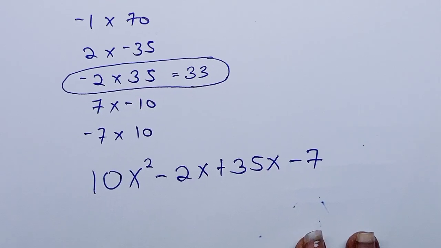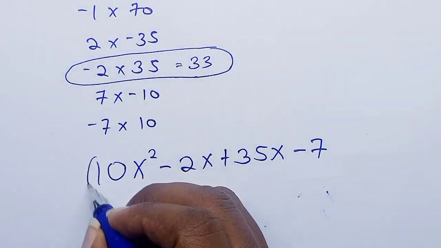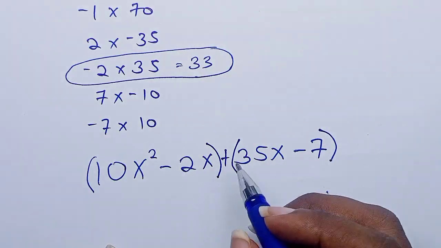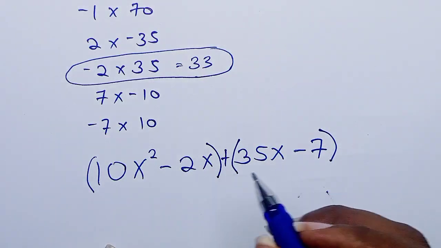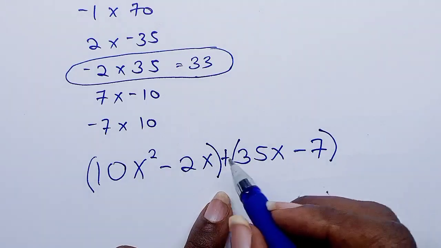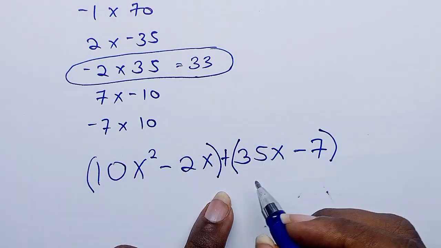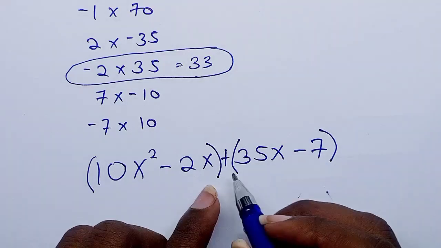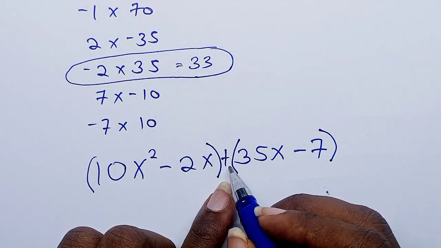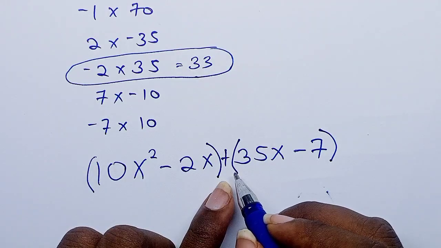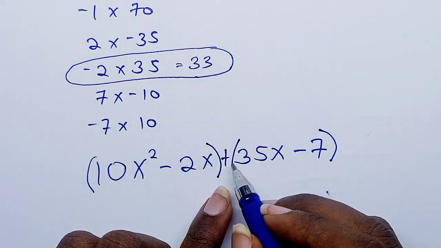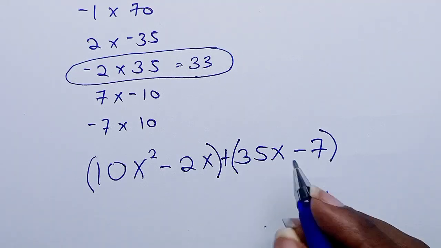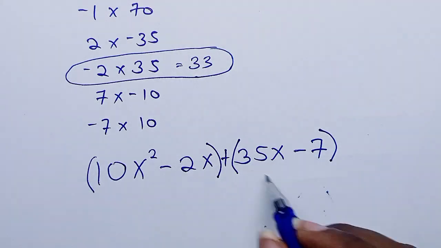So the next step will be to group them. So this will be the first group, and this will be the second group. You have to be keen with this sign here, such that when you open the bracket, it remains as it was before, okay? If it had been positive here, then it would have to change. If it had been a negative here, we would have to change here. But it's a positive, so that's good. So it remains like that.